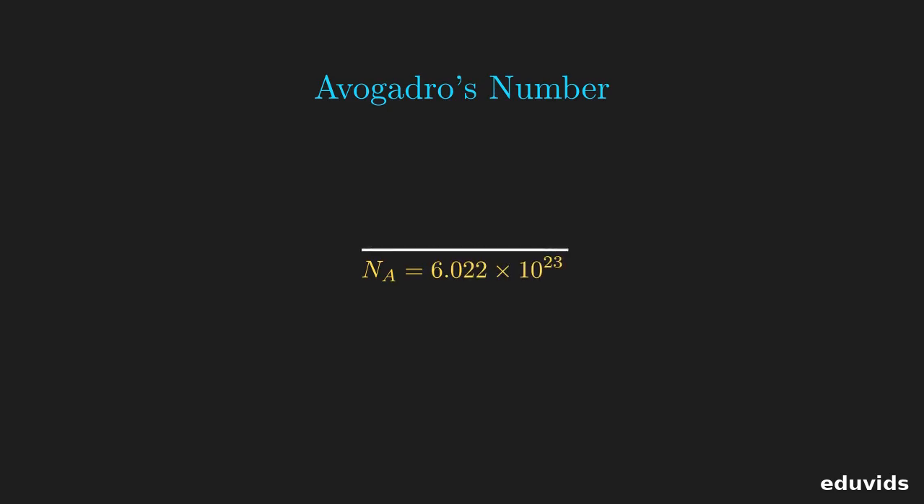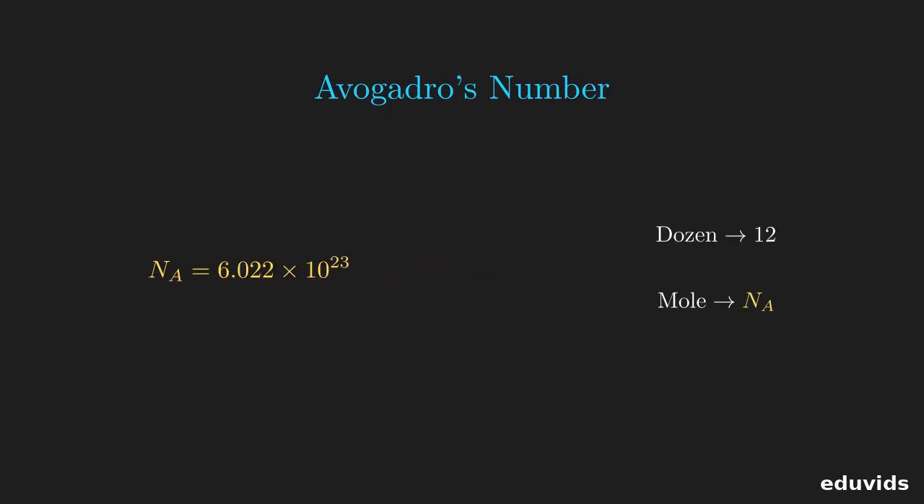Avogadro's number, 6.022 times 10 to the 23rd, tells us exactly how many items are in 1 mole. Think of it this way. Just as a baker's dozen always means 13, a mole always means Avogadro's number of particles.